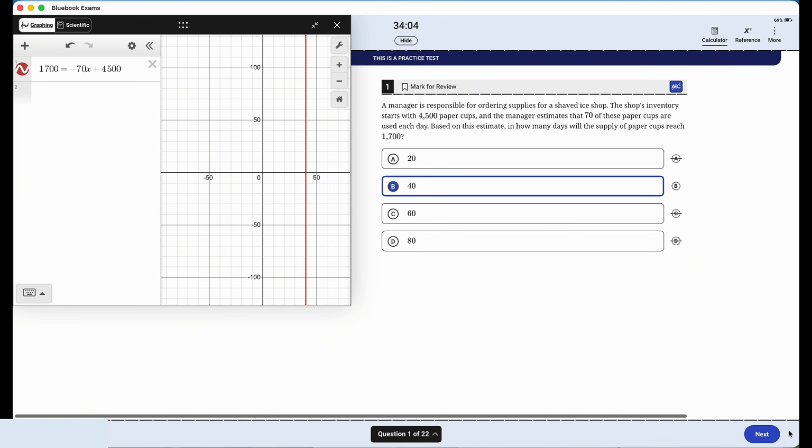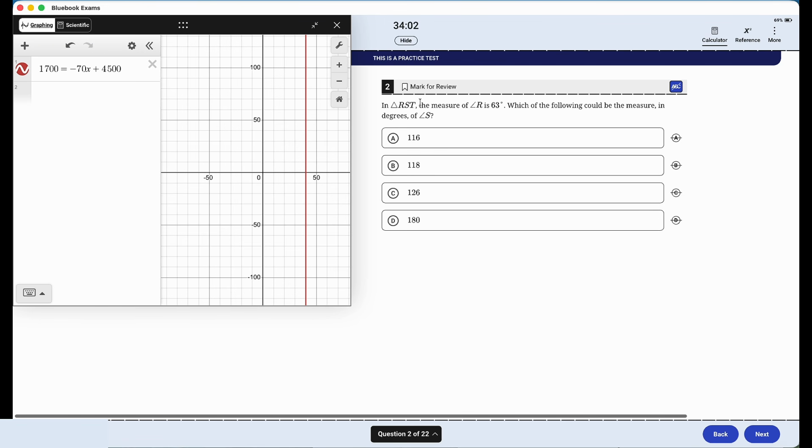You just kind of write that in and you see that'll be in 40 days. Okay, another triangle question. They tell you measure of R is 63. What could be S? Well, in a triangle, we just know that it has to add up to 180, right? But we only know one angle here. Okay, yeah, so this is actually simple.